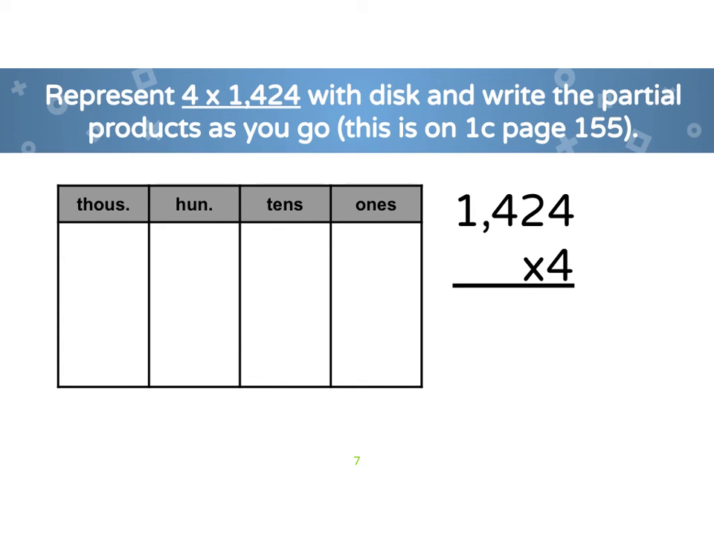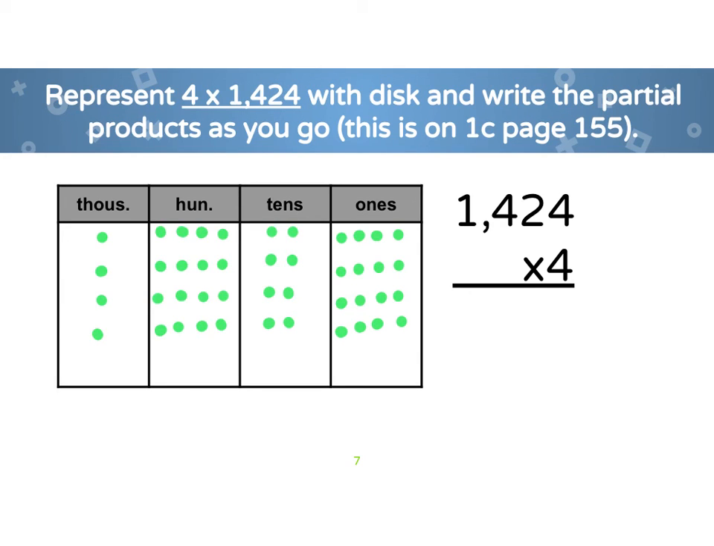Okay, in your Succeed book, we're going to do 1C on page 155. I want to do one more with you to just make sure you understand. So you can pause the video, go ahead and put 1,424 onto your place value chart, and then multiply that times 4. Okay, I had 4 ones, and I have that 4 times. I had 2 tens, I have that 4 times. I had 4 hundreds, I have that 4 times. And I have 1,000, and I had that 4 times.